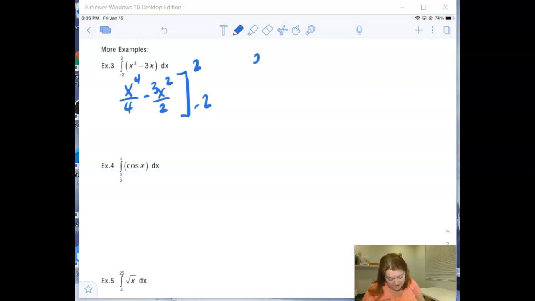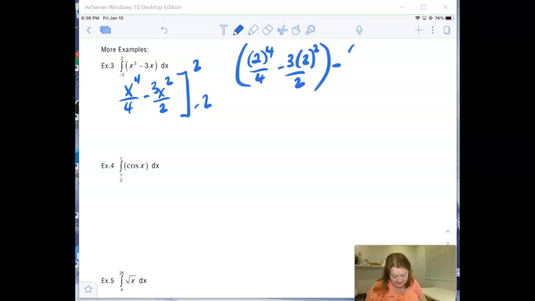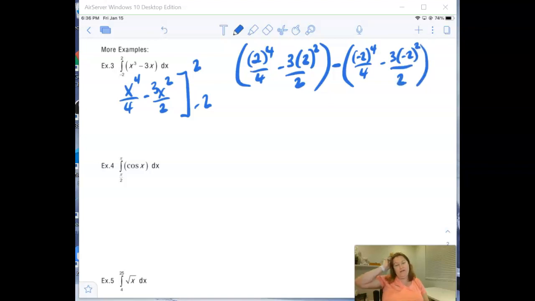So we're going to get 2 to the 4th over 4 minus 3, 2 squared over 2, that's my first part. Then a minus sign, then I'm going to plug in a negative 2. So negative 2 to the 4th over 4 minus 3, negative 2 squared over 2. And then we're going to simplify.